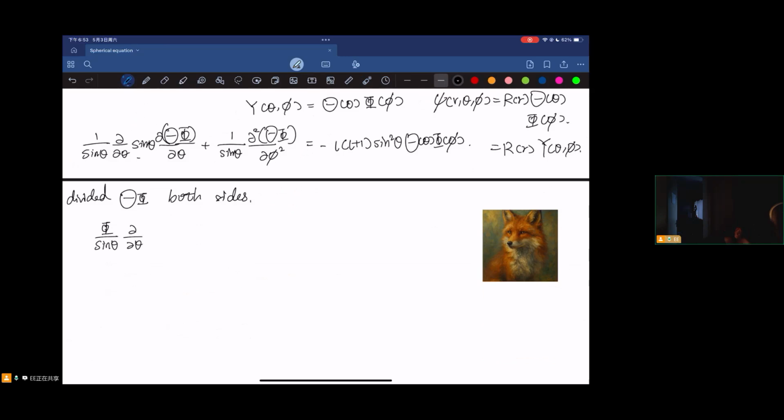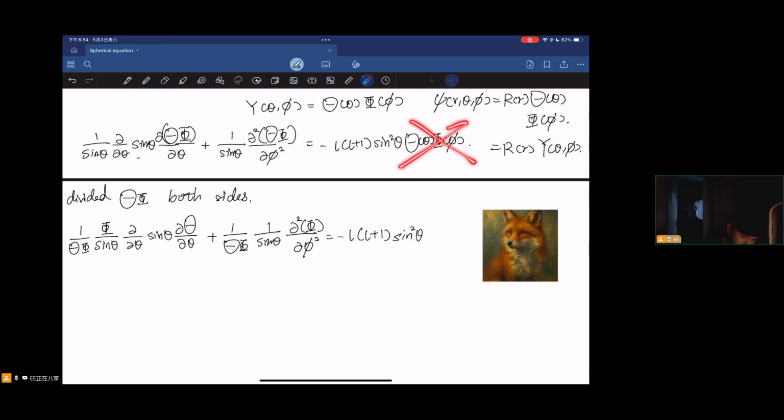And then I divide it by big theta and big phi. So it's really easy to make mistakes here because we have many variables. So I might write something wrong, so hopefully it won't cause much confusion. Okay, sine square theta, and this will just cancel out.